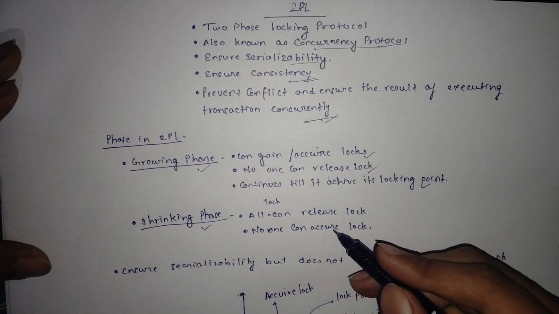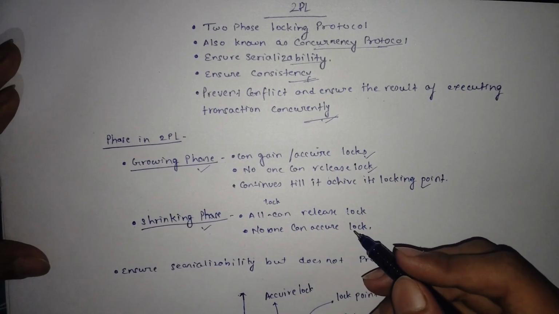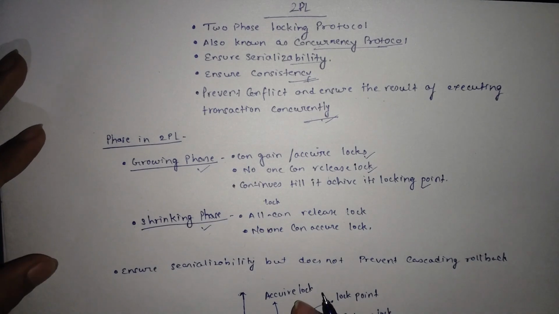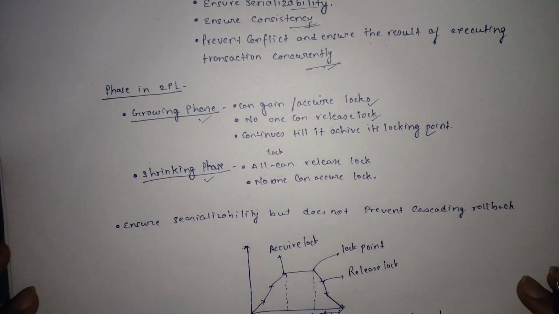In the shrinking phase, all a transaction can do is release locks. No one can acquire a lock. It ensures serializability but does not prevent cascading rollback. Now we can understand this by using a graph.